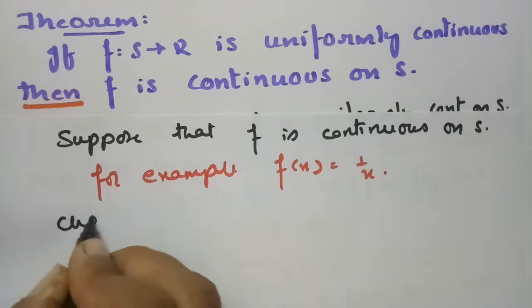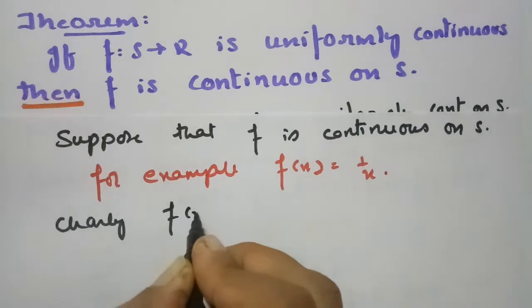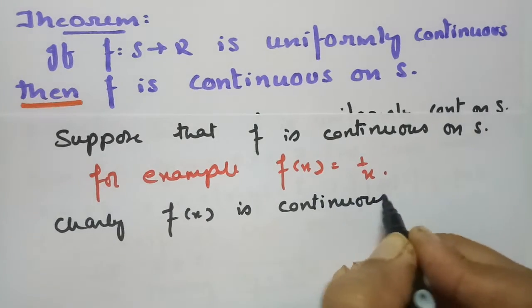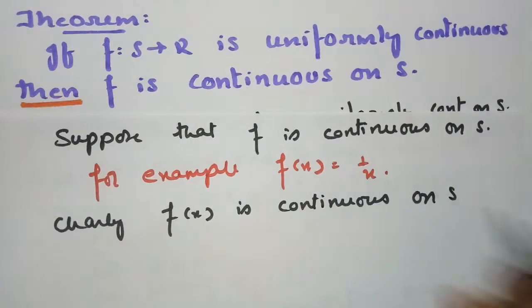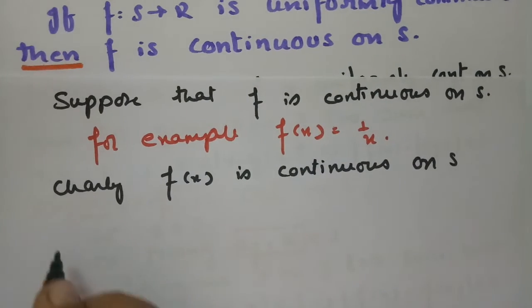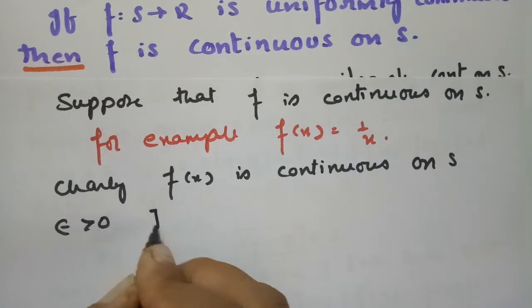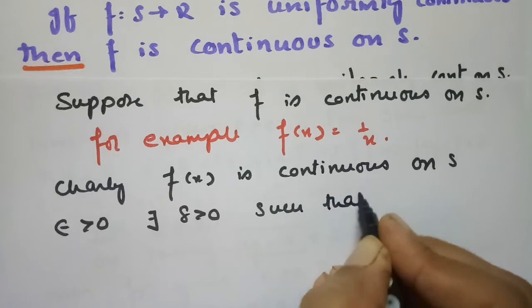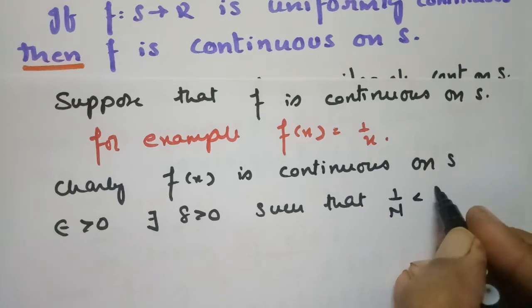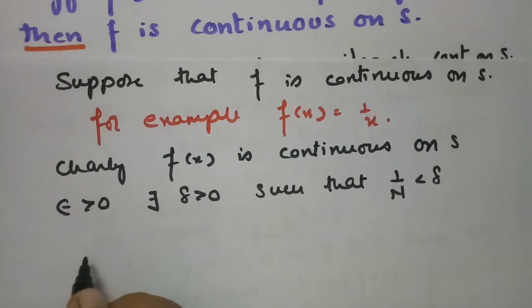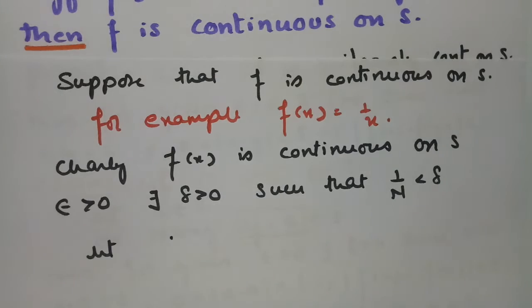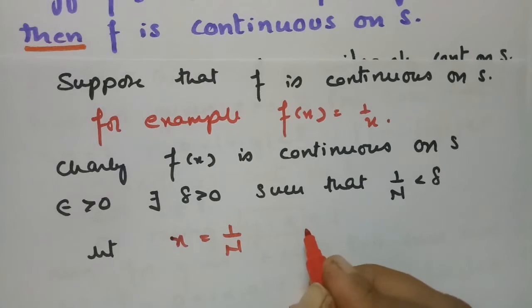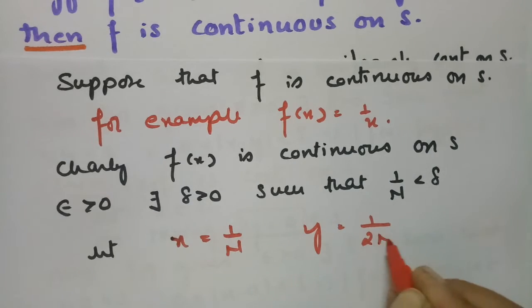Clearly f of x is equal to 1 by x is continuous on S. So now for epsilon positive, we have to choose delta positive such that 1 by n is less than delta. I am choosing the x value as 1 by n and the y value as 1 by 2n.